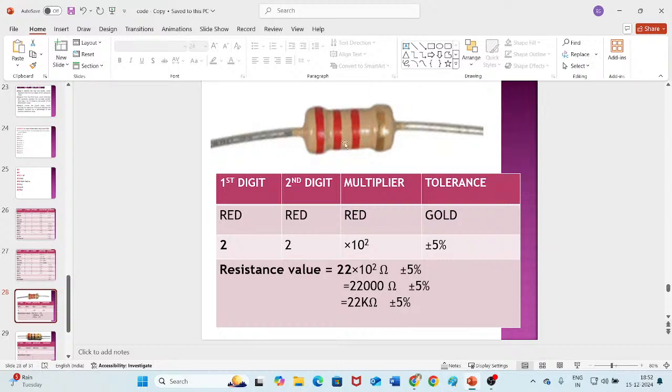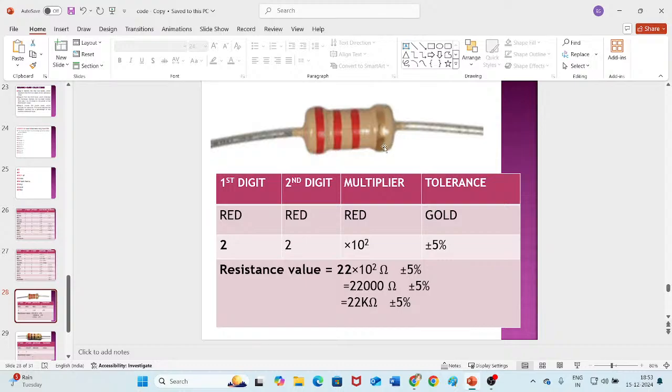See here, this is a 4-band resistor. What are the colors? You can see there is sufficient gap between these three. The gap between these three bands is less. The gap between this band and these three is more. So this is band A, and this is the tolerance band.